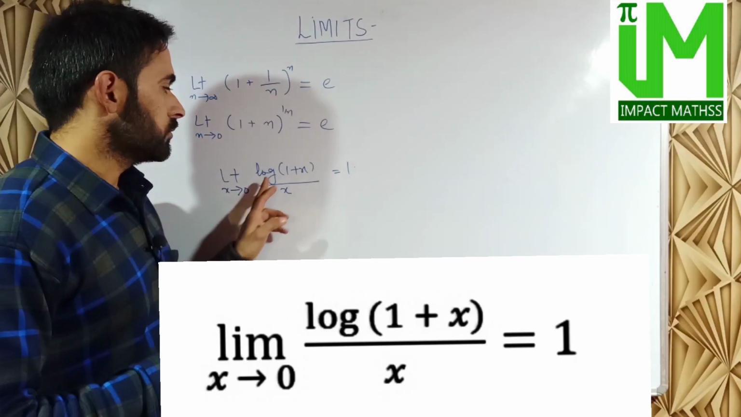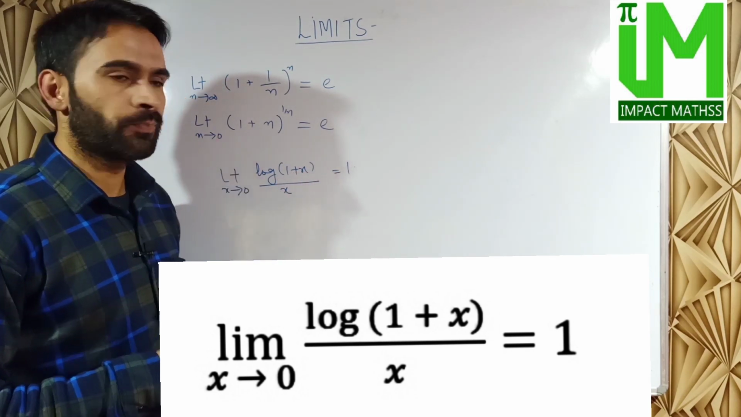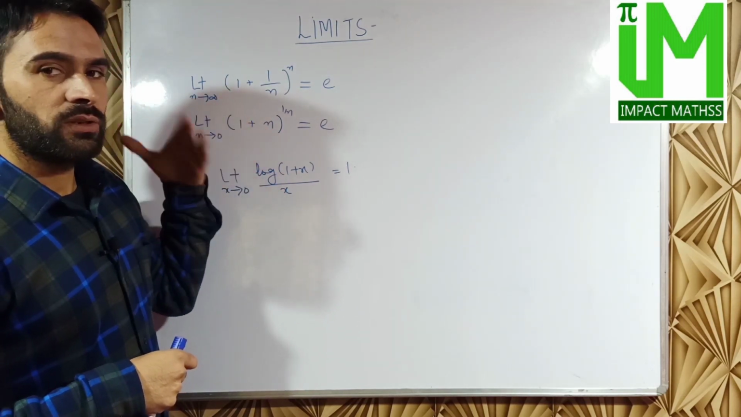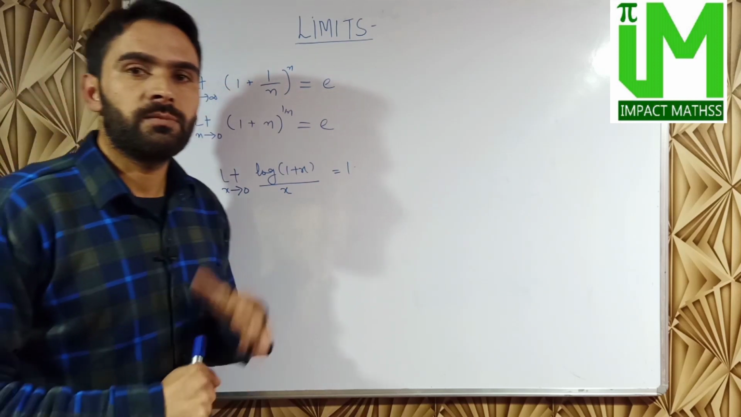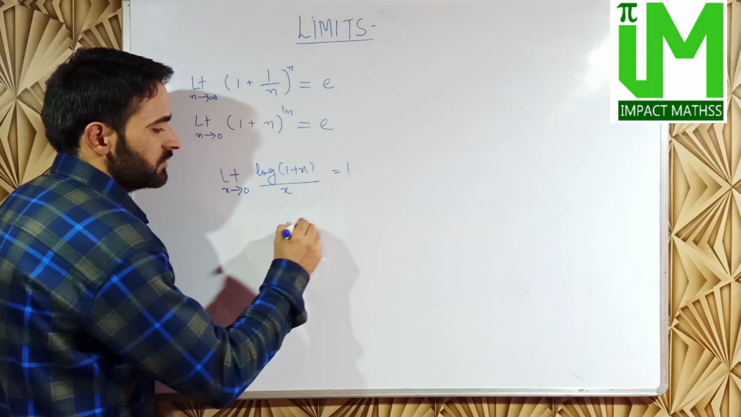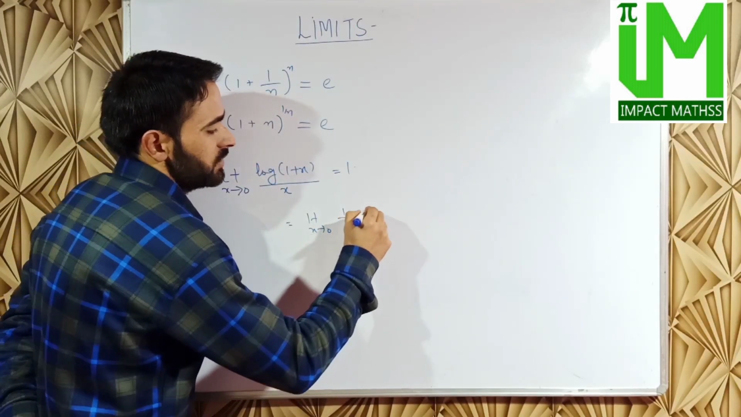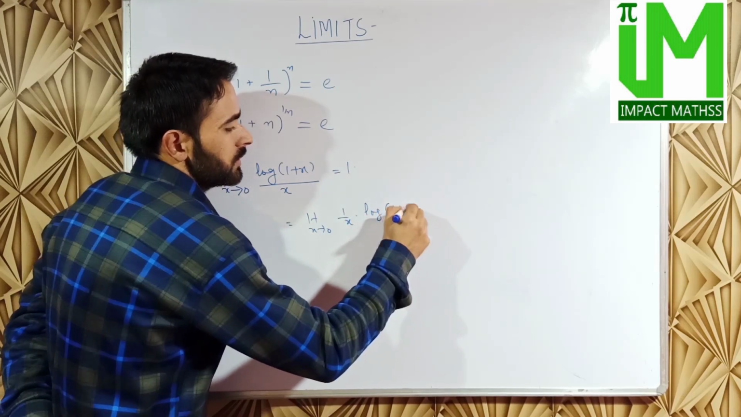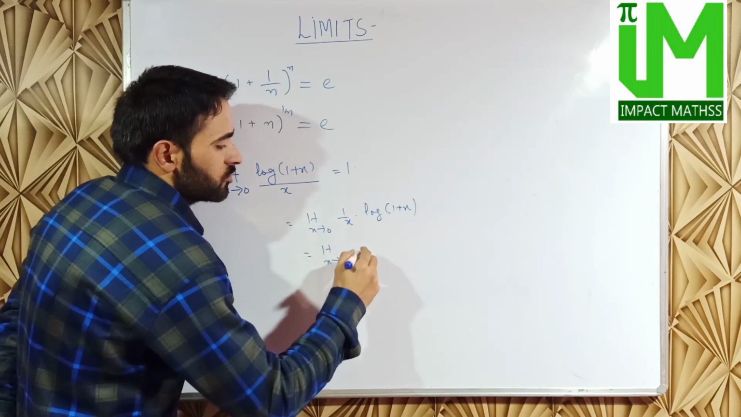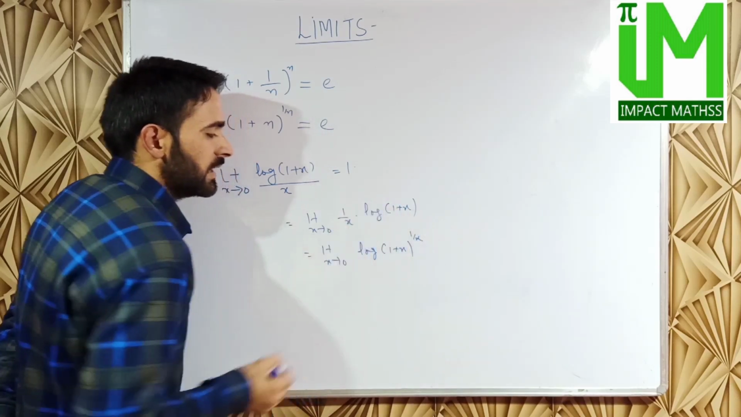Limit x tends to 0 of log(1 plus x) over x has limiting value 1. This limit can obviously be proved as a consequence of these and the previous property that we just discussed. So if we have to prove this, we can write this as limit x tends to 0 of 1 by x into log(1 plus x), which will be limit x tends to 0 of log of (1 plus x) to the power 1 by x.